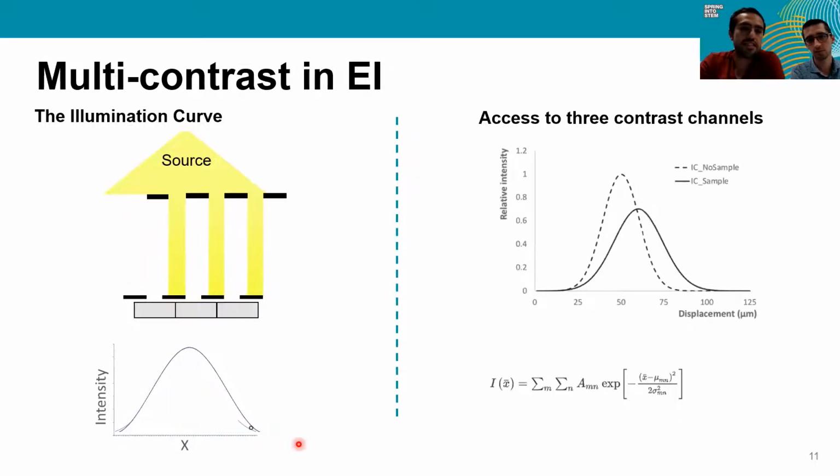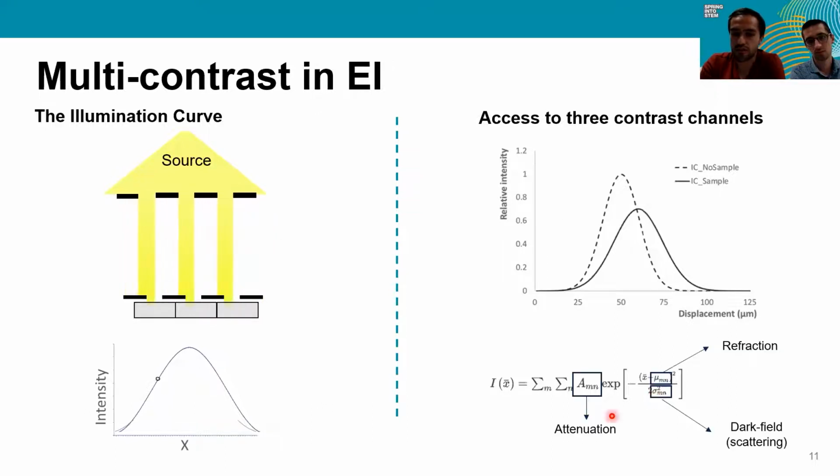As you can see, this illumination curve has the shape of a Gaussian. And as some of you might know, a Gaussian can be described by 3 parameters. These 3 parameters, amplitude, mean, and scattering, give us each one of them information about the attenuation, the refraction, and the dark field. And this happens when you compare the illumination curve for each one of these pixels with a sample and without a sample.